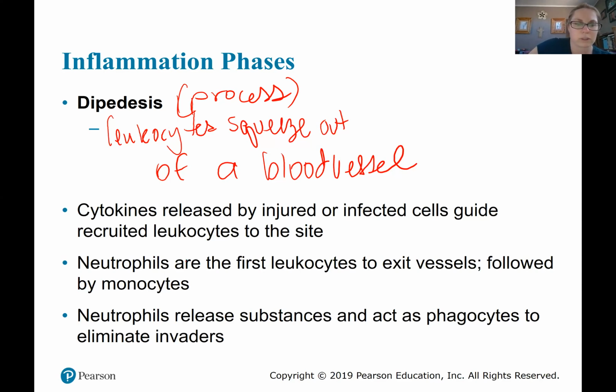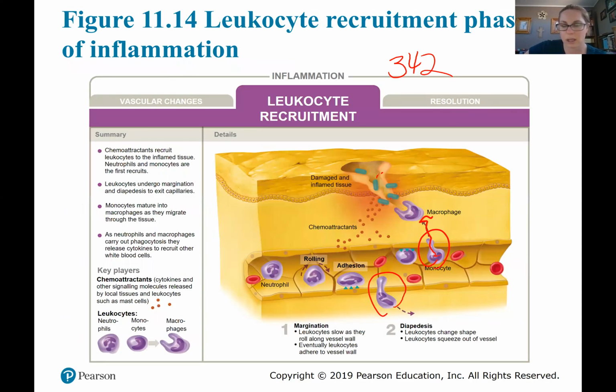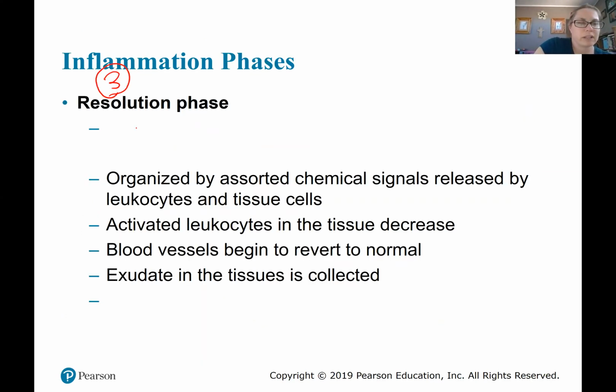Neutrophils are the first responders, and then monocytes come next. And then they start to phagocytize those foreign invaders, phagocytize these bacteria here. Okay, so that's step 2, the recruitment phase. And then step 3 is the resolution phase that tones down inflammation.